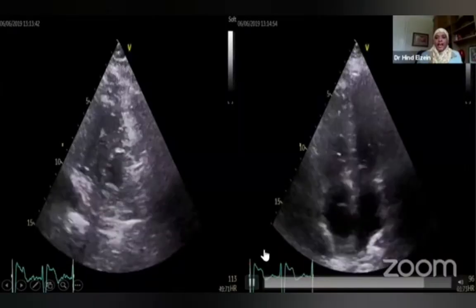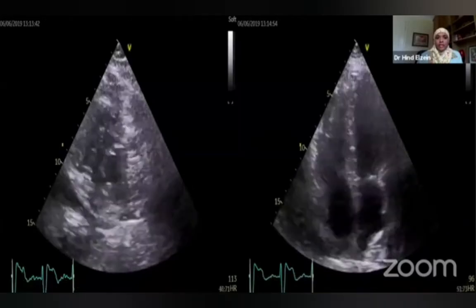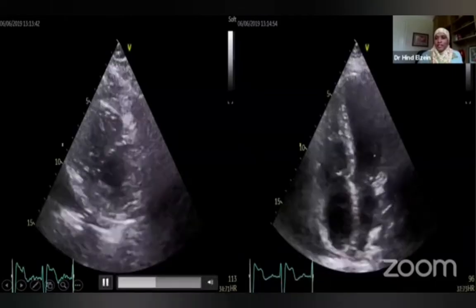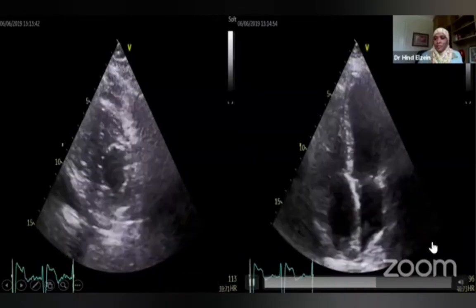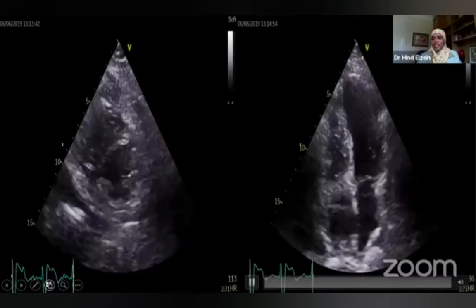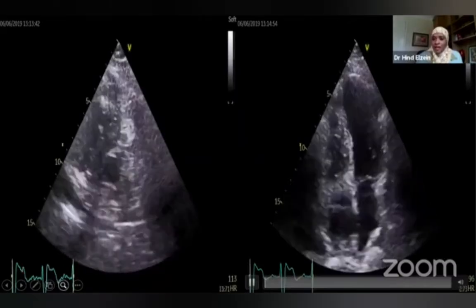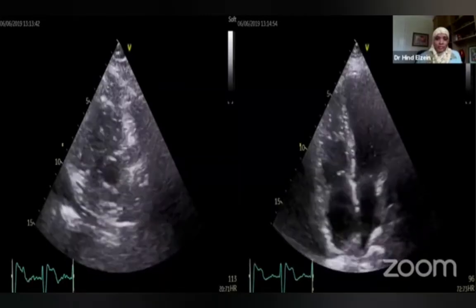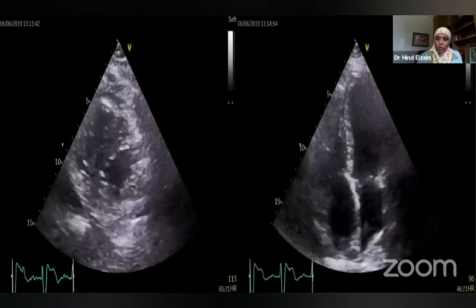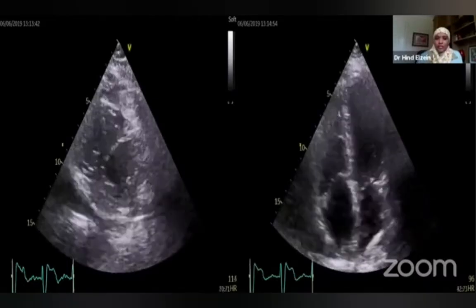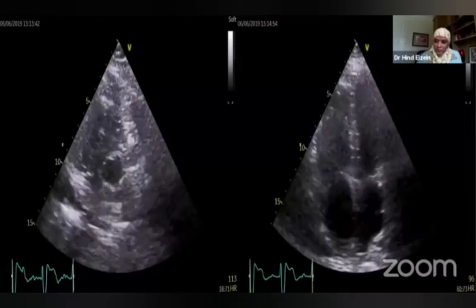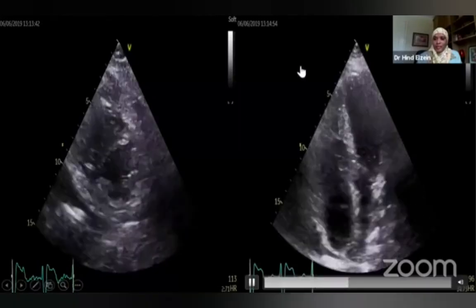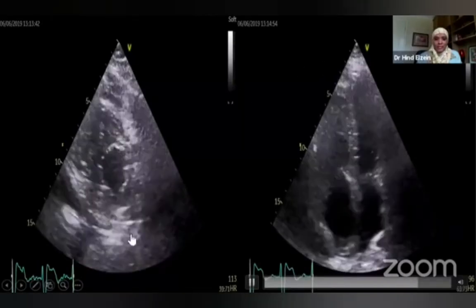So she had an echo 1 year prior to her presentation. I'm just going to stop here to ask the panel members if there's any comment. Would anyone from the panel like to comment on this echocardiogram? This is an echocardiogram of this patient, which was performed a few months or a year prior to her presentation. Okay, any comment?